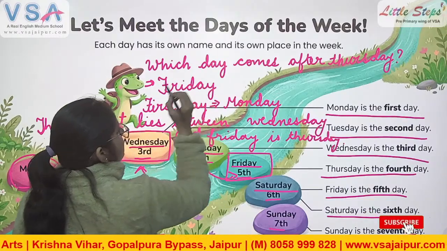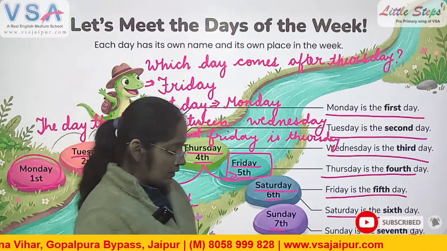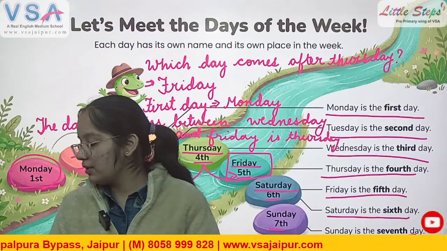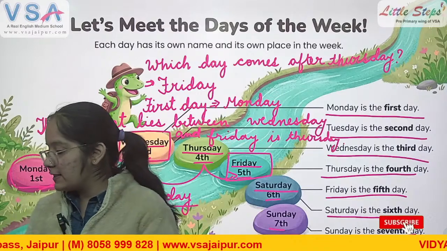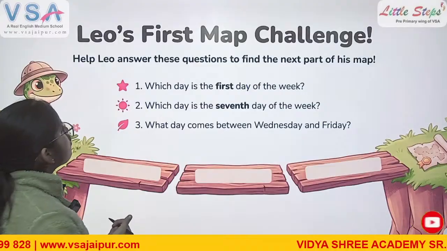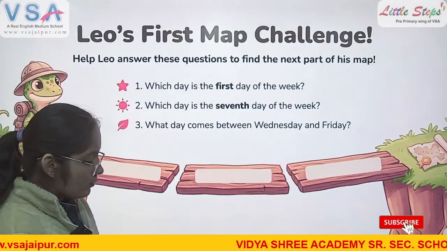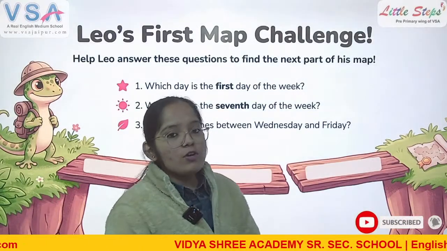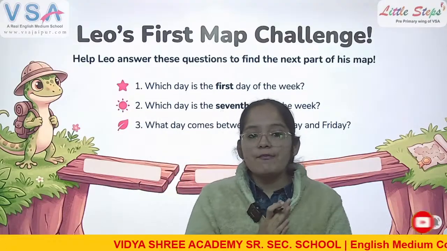Friday comes after Thursday. Okay. Understood, beta? Let's move ahead. Let's move to the next part. Leo's first map challenge. Now we have some questions here. Before solving the questions, let me recap those 7 days for you.